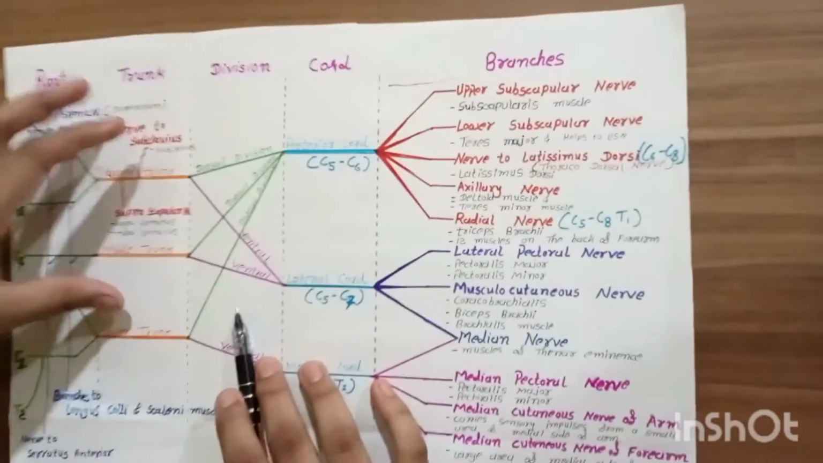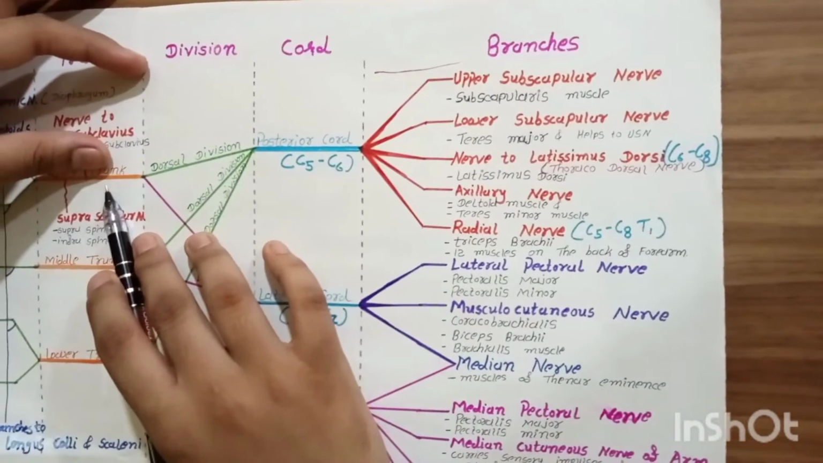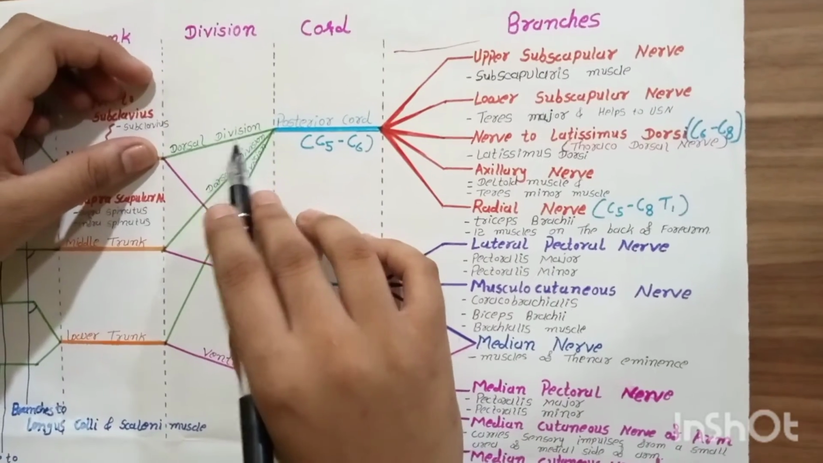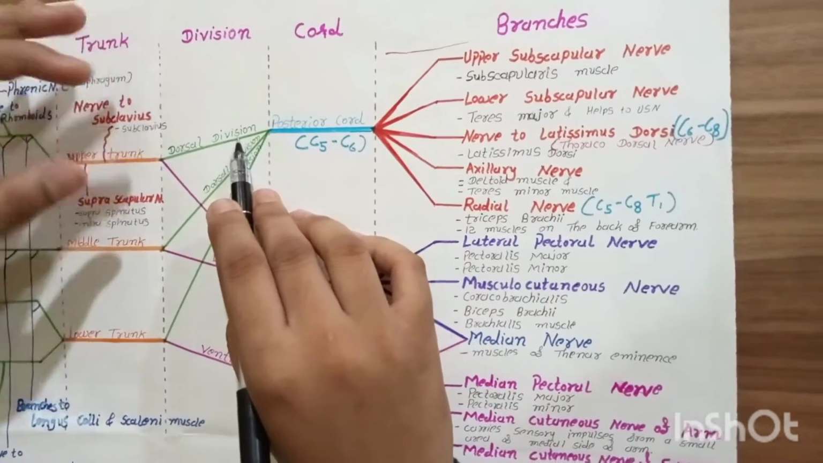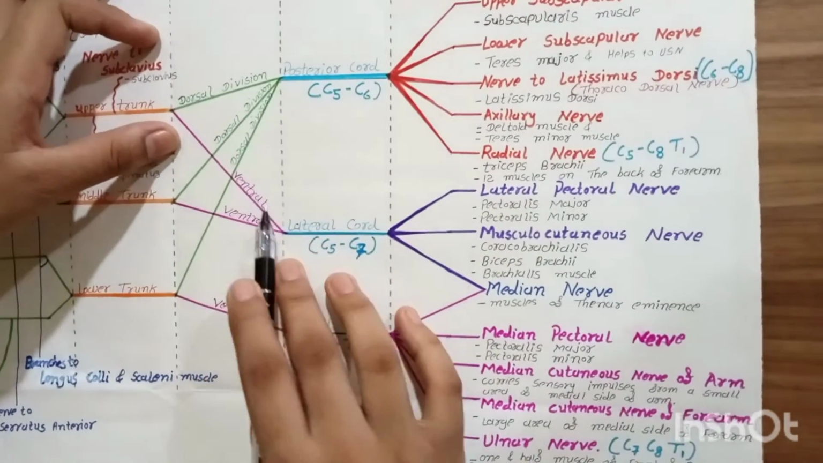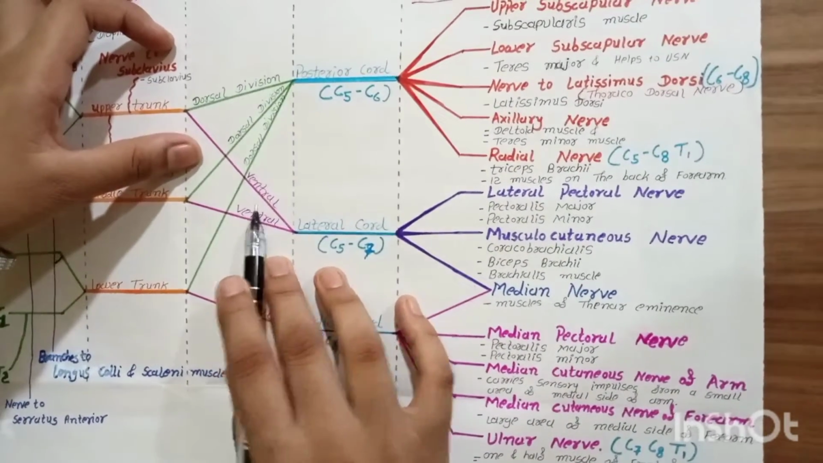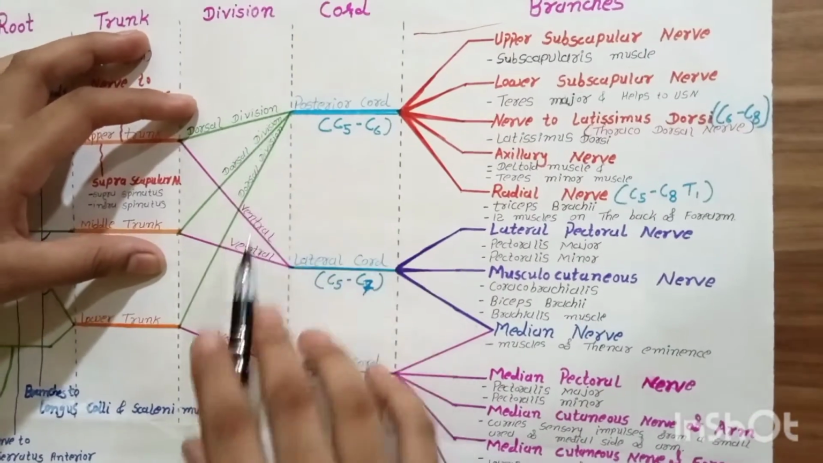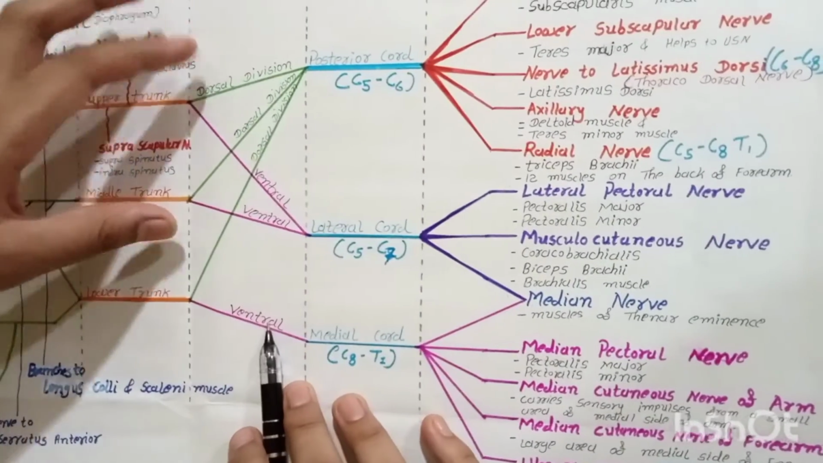Now, divisions. Trunks are divided into 2 parts: the dorsal division, known as the posterior division, and the ventral division, known as the anterior division. Here we can see this green line is a dorsal division and the pink line is a ventral division.